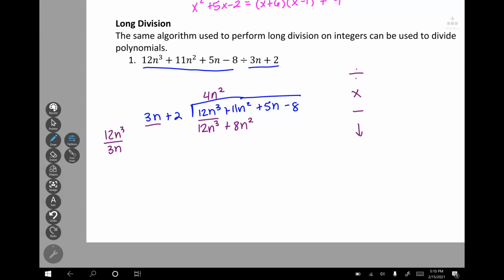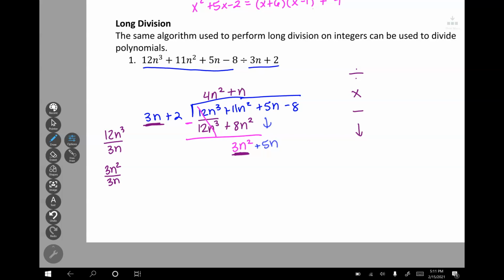Now we move to subtract. You want to subtract both terms. So 12 minus 12 gives me 0. Those cancel. That should happen every time. And then I have 11 minus 8. That's 3n squared. And then we move to the next step, which is bring down. And we start over. So divide. 3n, still looking at your first term, going into your first term. 3n goes into 3n squared. So you could say 3n squared divided by 3n gives me just n, so I put plus n.